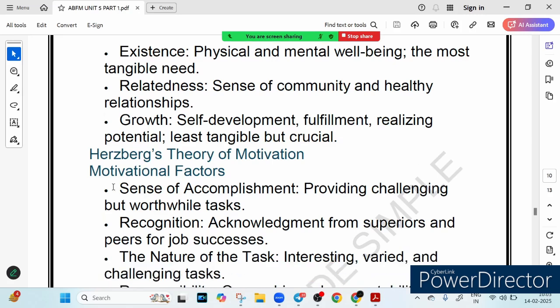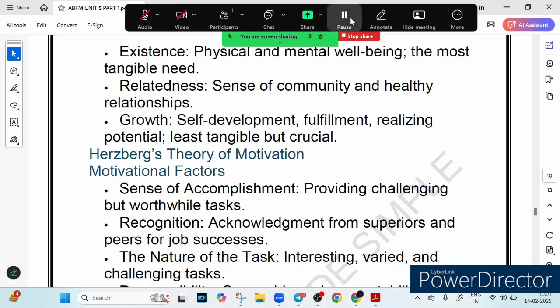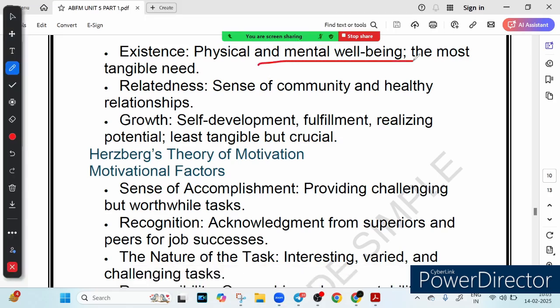It means physical and mental well-being. So you can think of this existence as the foundation. Just like Maslow's basic needs, this includes salary, job security, and even mental peace. The second, R, stands for relatedness. Relatedness means the need to connect.